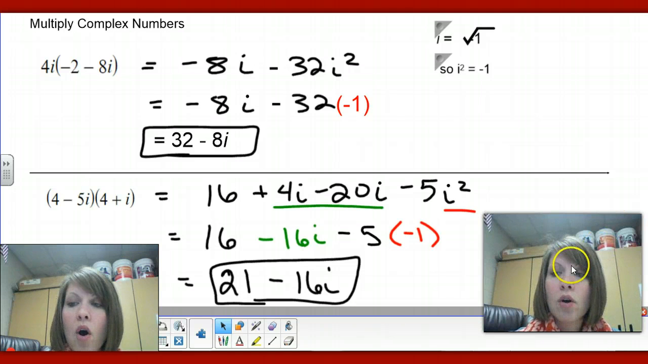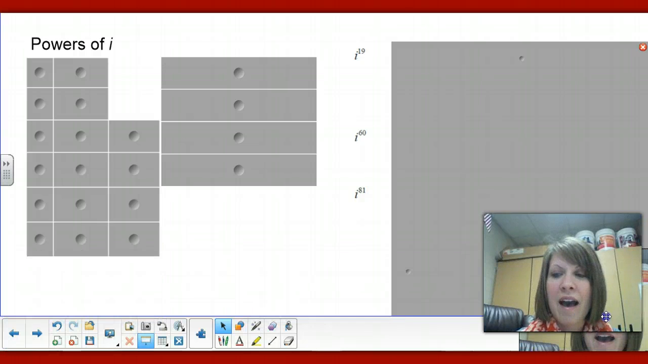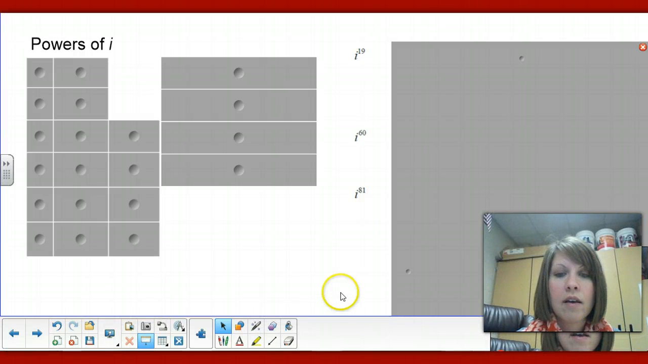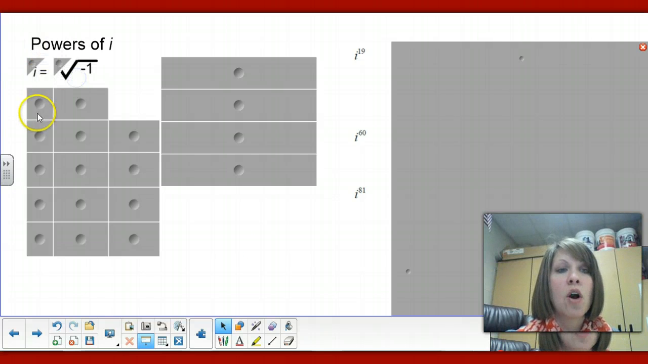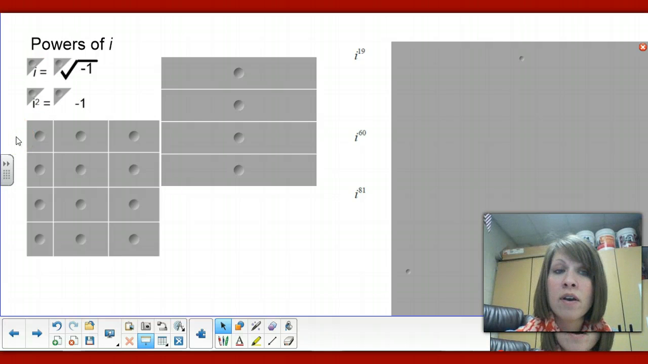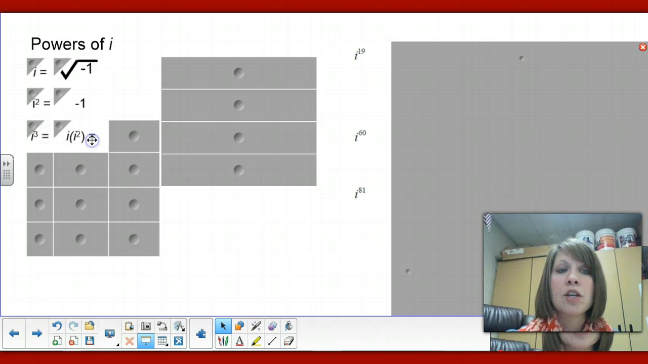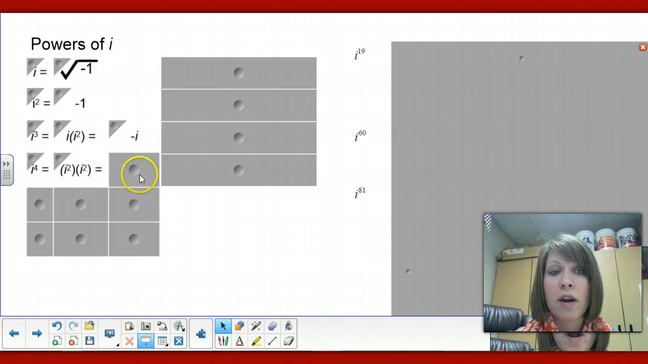Okay, I'm going to try to squeeze this in, we also have some powers of i that you will see on your paper. The powers of i are all based off of these two rules. i is the square root of negative 1. That means i squared is negative 1. i cubed is like taking i times i squared, so it's like taking i times negative 1. i to the 4th is like taking i squared times i squared, so negative 1 times negative 1 would be positive 1.